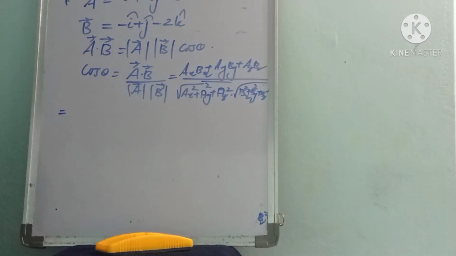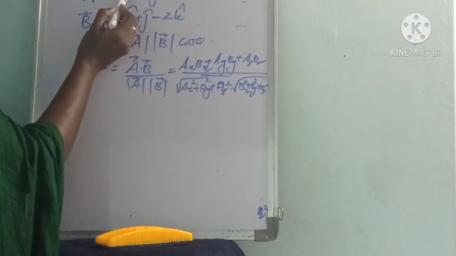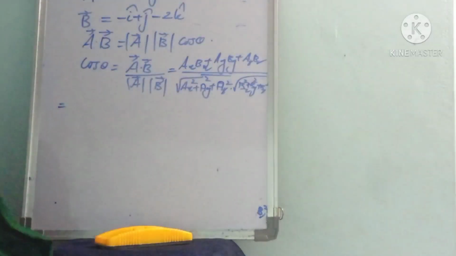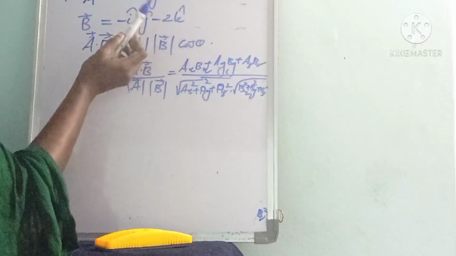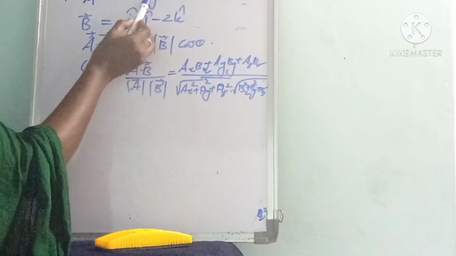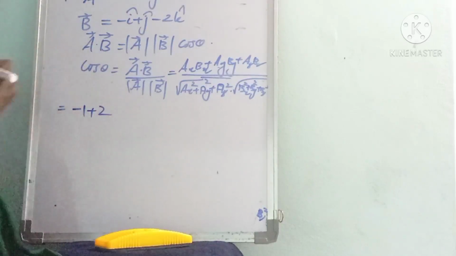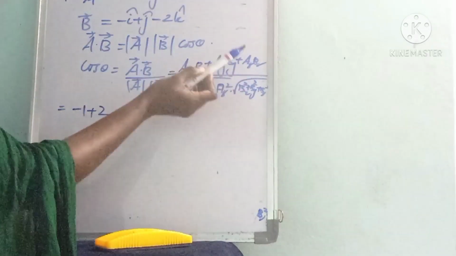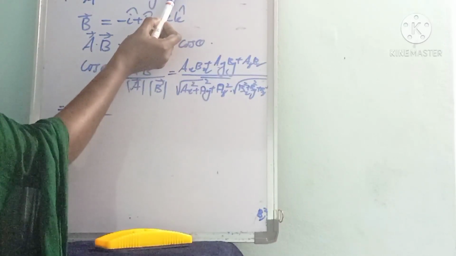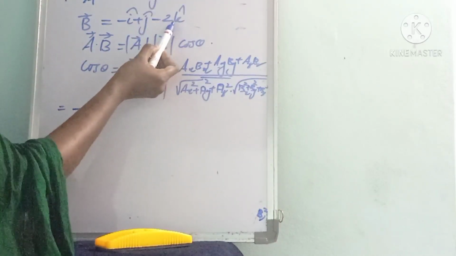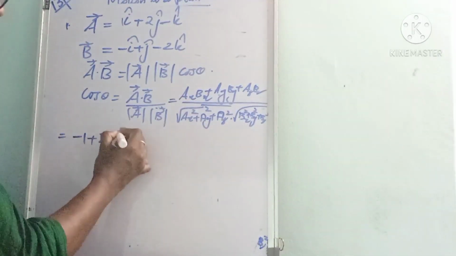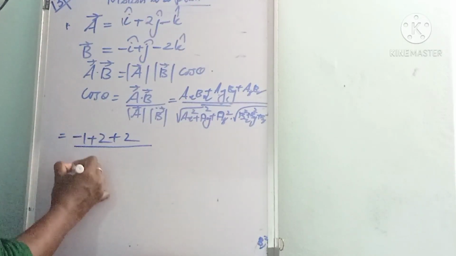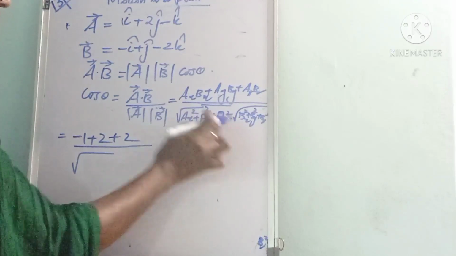Isn't it? Then we can take AX into BX. Here, what is the coefficient of i? Here 1 and here it is minus 1. So 1 into minus 1, that is minus 1. Then AY BY: here it is 2 and here it is 1. So 2 into 1 is plus 2. Then AZ BZ: here the coefficient of k is minus 1 and here it is minus 2. Listen, so minus 1 into minus 2 is actually plus 2, divided by square root of AX square plus AY square plus AZ square.